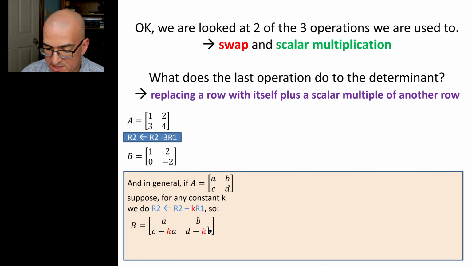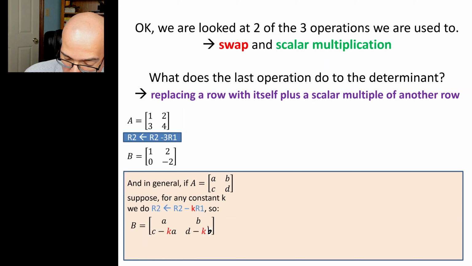There's one row operation left, and that's the replacement of a row by itself plus or minus a multiple of another row. So we can do a one-off experiment. Let's start with the matrix A, 1, 2, 3, 4. Calculate its determinant. Determinant of A, down products minus up products, 1 times 4 minus 3 times 2. We've done this one a few times. 4 minus 6, so we get negative 2.